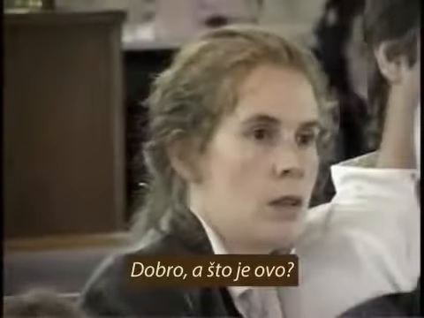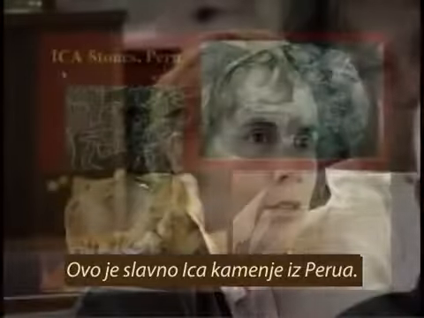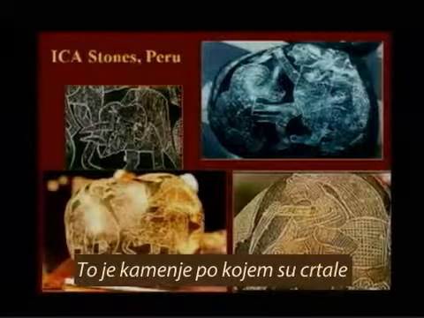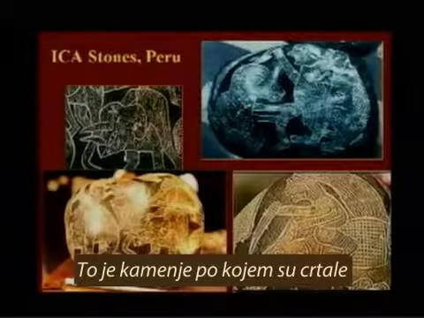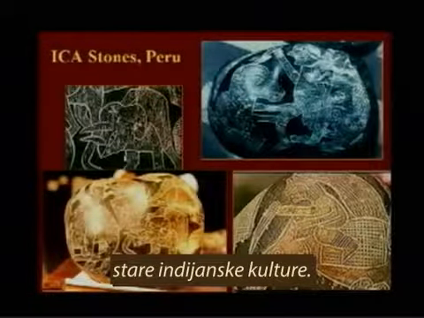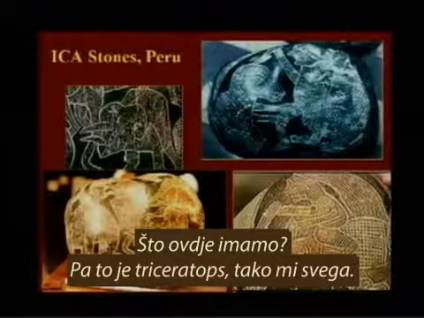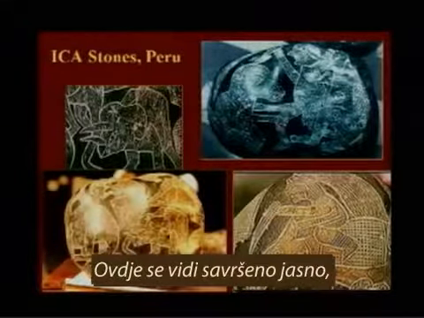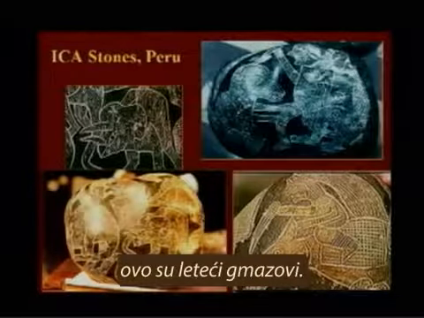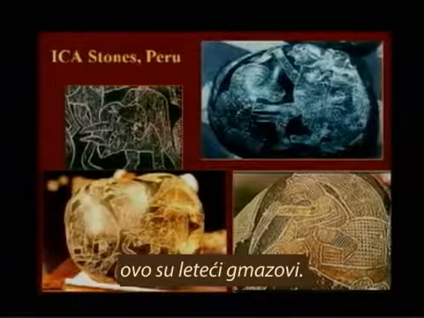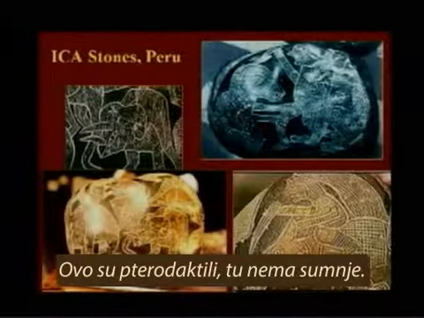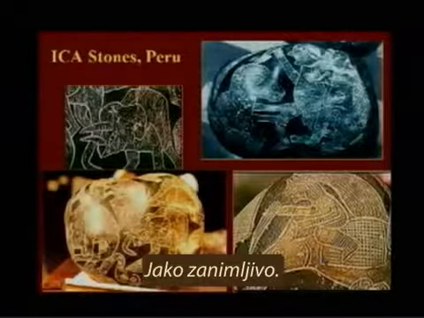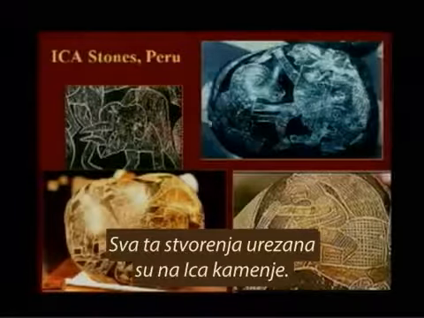Well, what are these? These are the famous Ica stones from Peru. What is that? These are stones drawn on by ancient Indian cultures. And what do we have there? That's a triceratops, if ever I saw one. There you can see it perfectly clearly. These are flying reptiles. These are pterodactyls. There's no doubt about that. And they have a person flying on them. Very interesting. And they have all these creatures on the Ica stones.